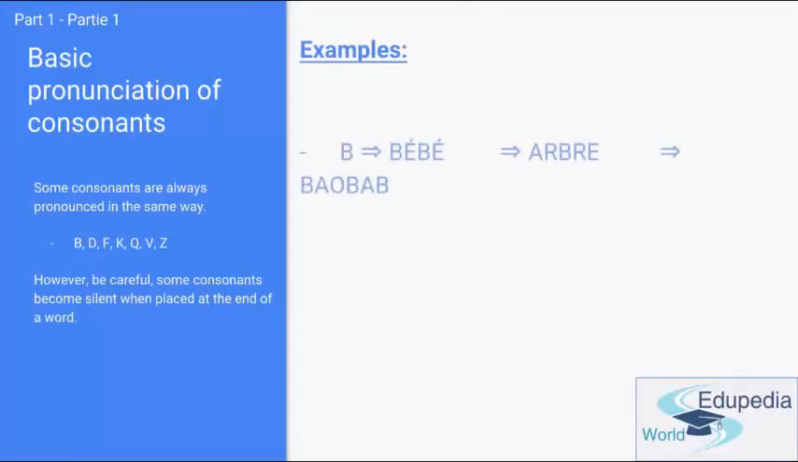B, you can hear when it's at the beginning or in the middle or at the end of the word, it will sound in the same way. So we have B comme bébé. Comme is "such as." B comme bébé. B comme arbre. B comme baobab. So, bébé, arbre, baobab.